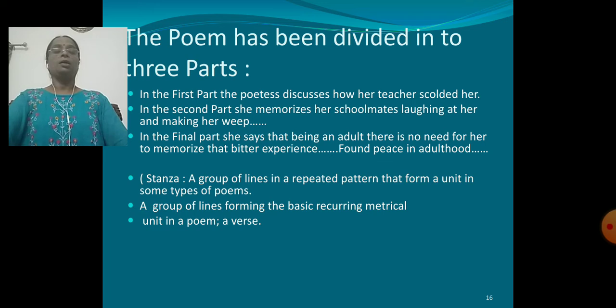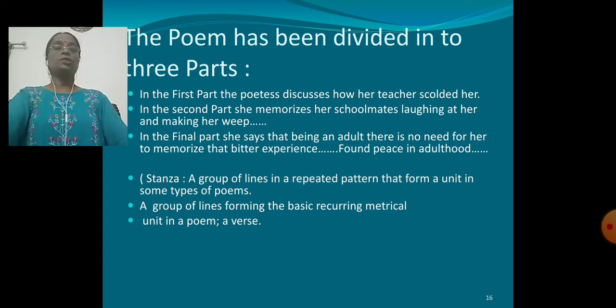As we know, a drama is divided into acts and scenes, a novel is divided into chapters, and in the same way a poem is divided into stanzas. A stanza means a group of lines in a repeated pattern that form a unit in some types of poems. We can also say it is a group of lines forming the basic recurring metrical unit in a poem, that is, a verse.